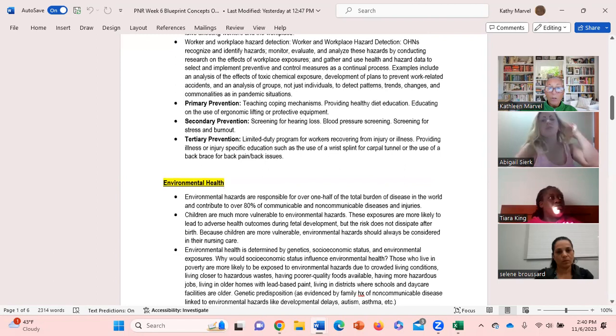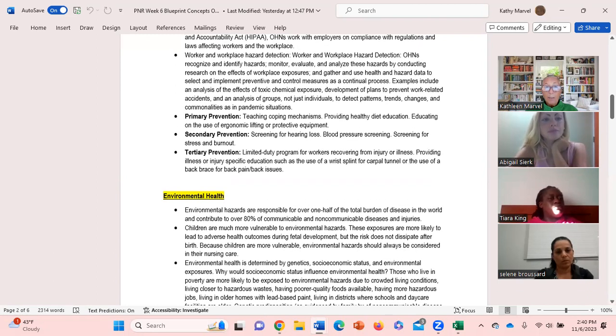What are some prevention levels with occupational health? So primary: teaching coping mechanisms, providing a healthy diet and education, educating on the use of proper lifting, right? Using protective equipment.